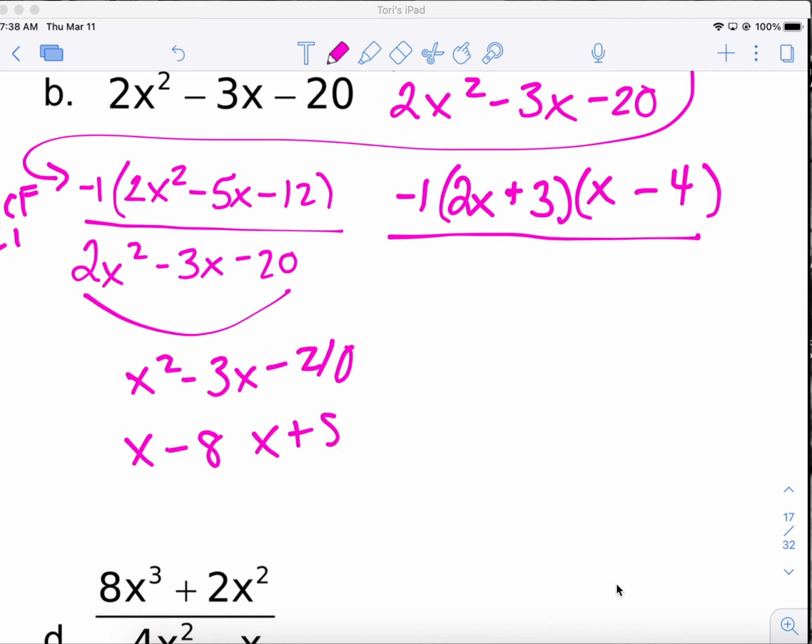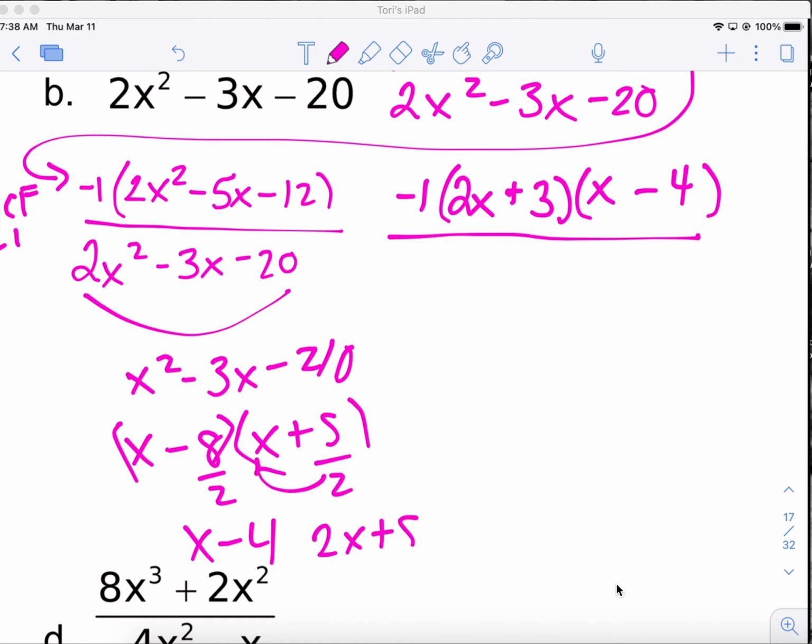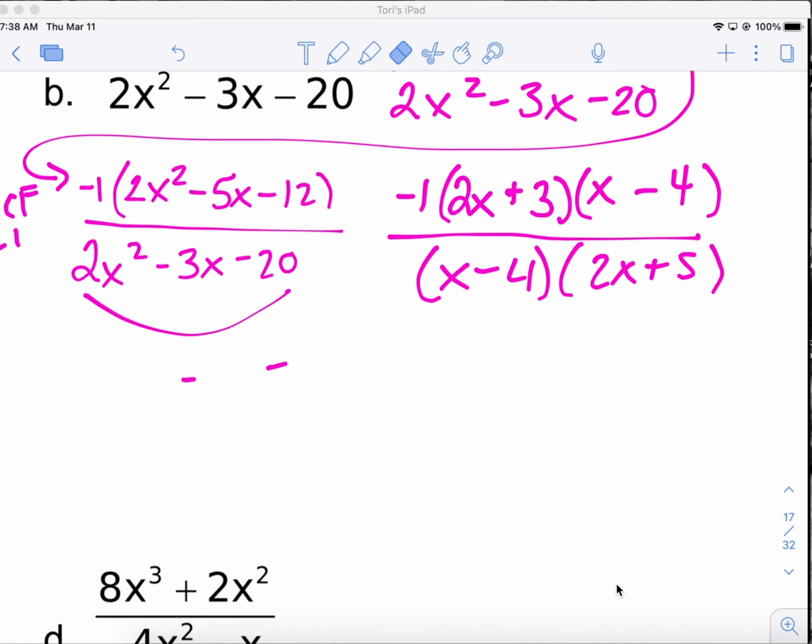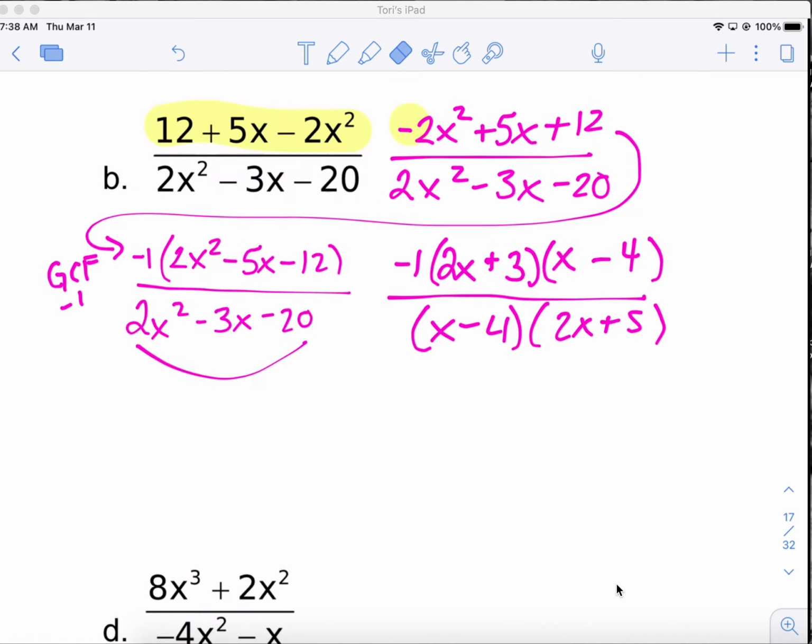I swung a 2, so I have to pull that back out. Divide out the 2. That's x minus 4. Swing that 2 back in, 2x plus 5. So those are the pieces I'm going to use, x minus 4 and 2x plus 5. All right, both top and bottom are now factored completely.